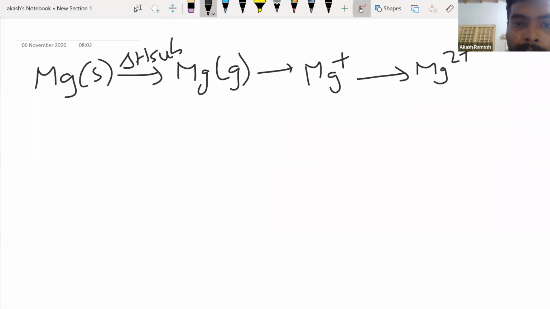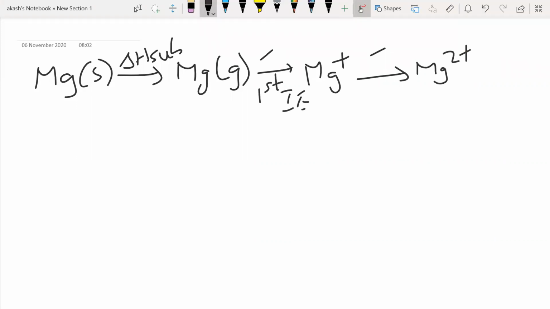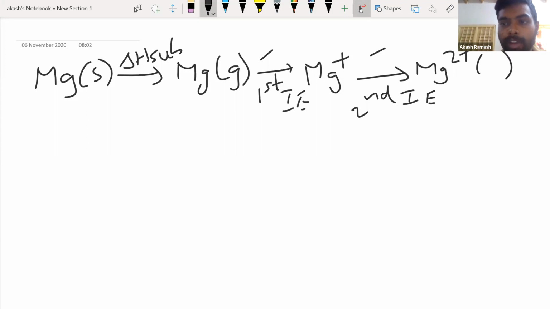So what is the enthalpy? Ionization enthalpy, sir. Exactly. 2 ionization enthalpies will be there. If I have 2 ionization enthalpies, what will I call it here? First ionization enthalpy. Exactly, right? This is my first ionization energy or first ionization enthalpy, and obviously the second one is going to be my second ionization enthalpy. Okay, now this is done. Obviously, this is in gaseous phase. Mg is done, right?